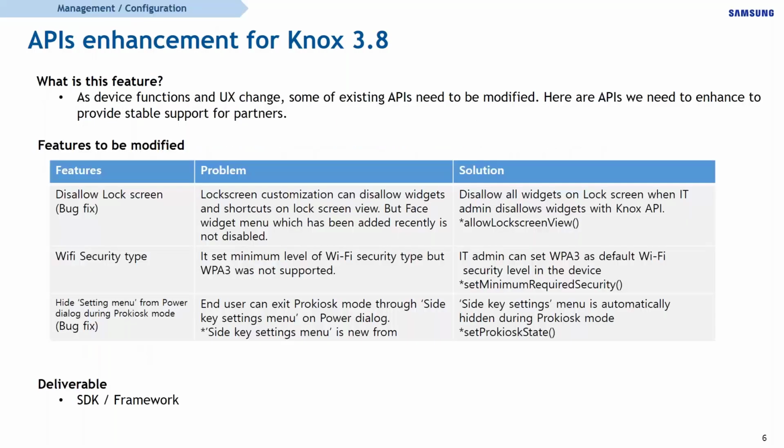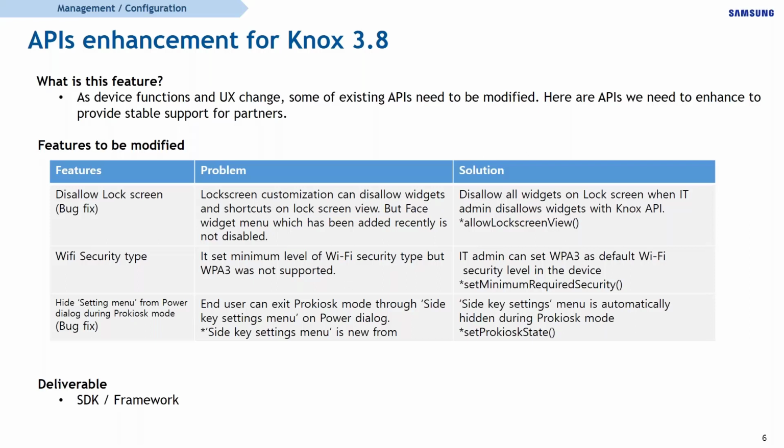Next up, we have API enhancements for Knox 3.8. Here we want to highlight three specific changes to some commonly used APIs in the Knox 3.8 SDK. First, we have the disallow lock screen bug fix. Previously, there was no option to disable the face widget menu from the lock screen customization settings menu. From Knox 3.8, a lock screen customization setting to disallow all widgets on the lock screen, including the face widget menu, has been added.